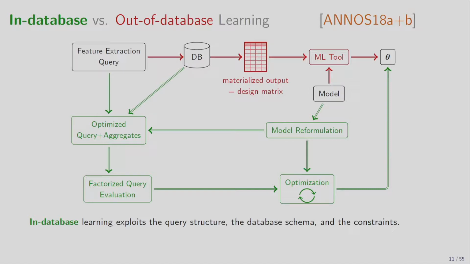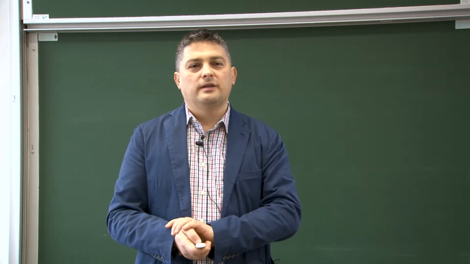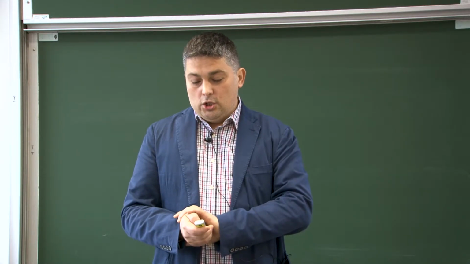And here, the green part, the in-database part, really takes advantage of the query structure in the sense we discussed in the previous two sessions, and of the database schema. So we know, for instance, whether we have keys or not, and additional constraints, for instance cardinalities, and so on and so forth. Good.